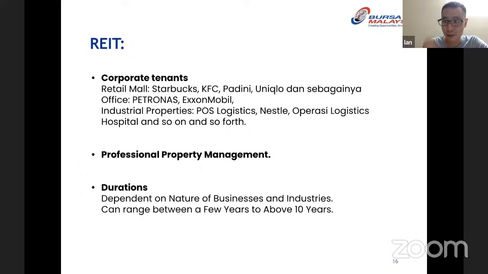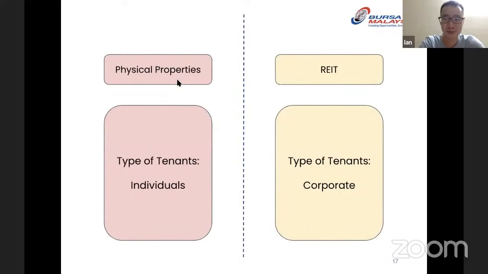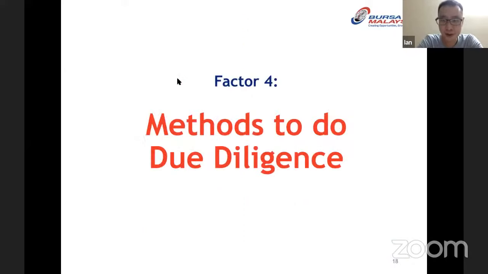So therefore, when it comes to assessing a REIT, we always have to look at how long is the duration of this kind of tenancy agreements. Of course, for us as a REIT investor, the longer, the better, right? So therefore, the thing that we need to consider under factor 3 will be the type of assets and the type of tenants. So for physical properties, we are dealing with individual tenants, and for REITs, we are dealing with corporate tenants.